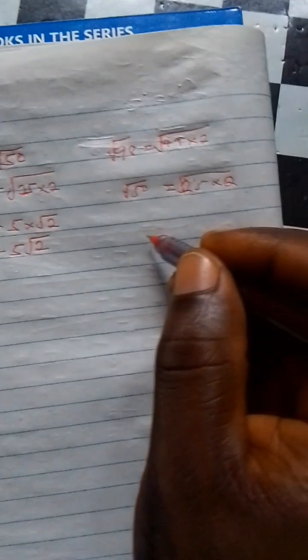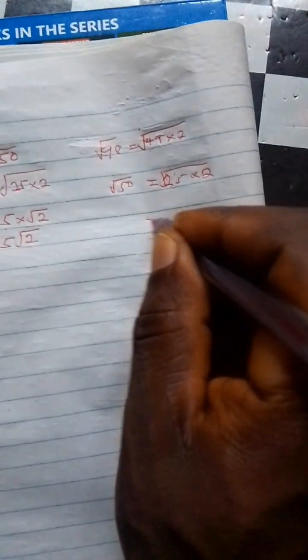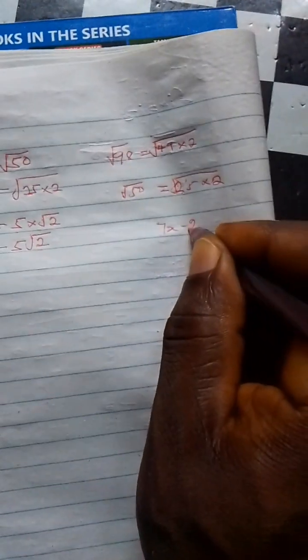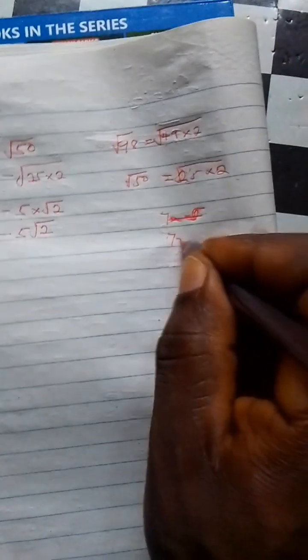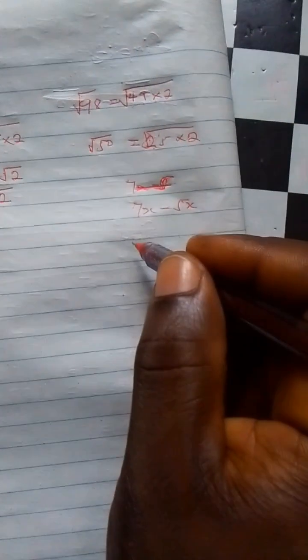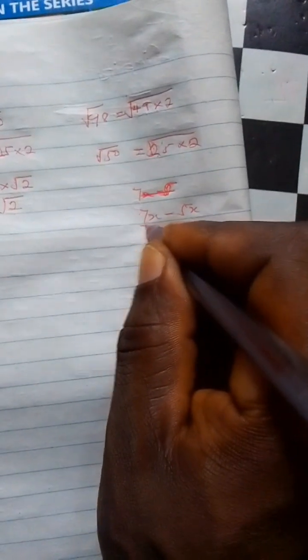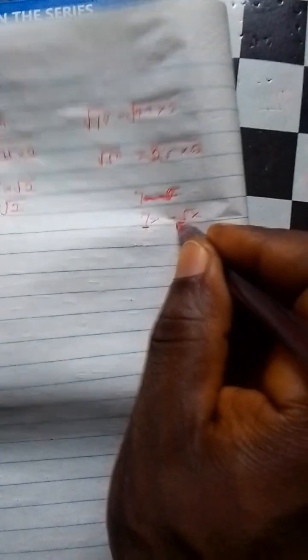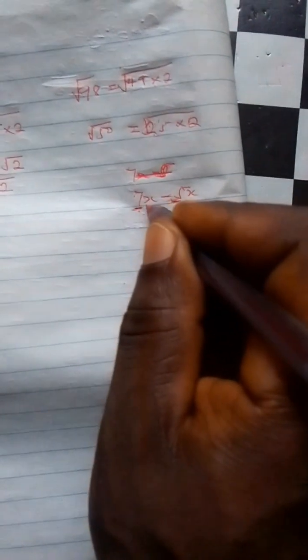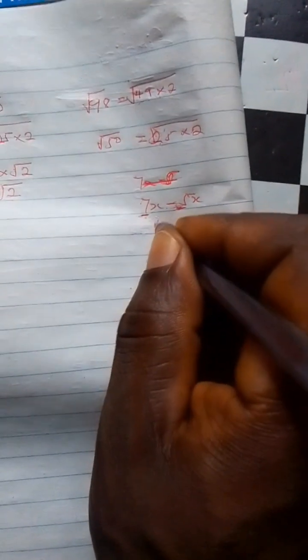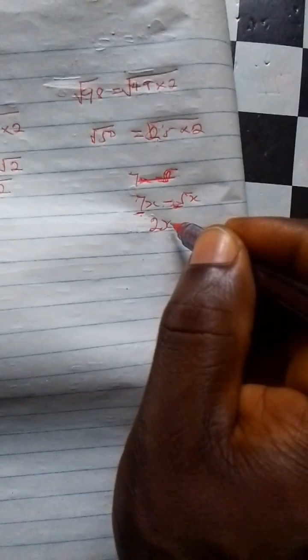Now when you have an expression like this, for instance, 7x minus 5x, we only subtract the coefficients, which are 7 and 5. So we only subtract the numbers, leaving the variables. So 7 minus 5 gives us 2. Then we add the variable x to it, so 2x.